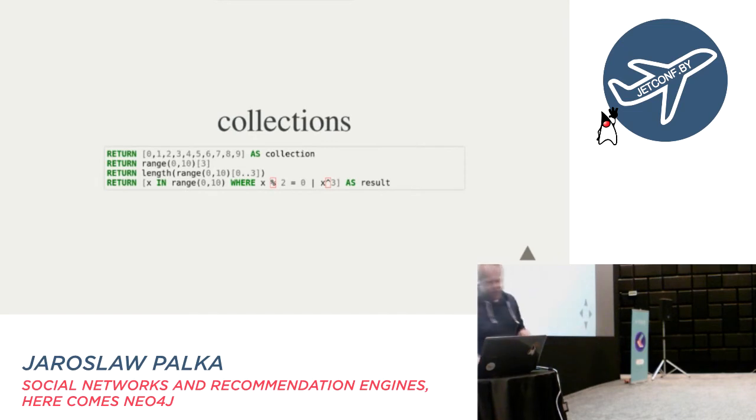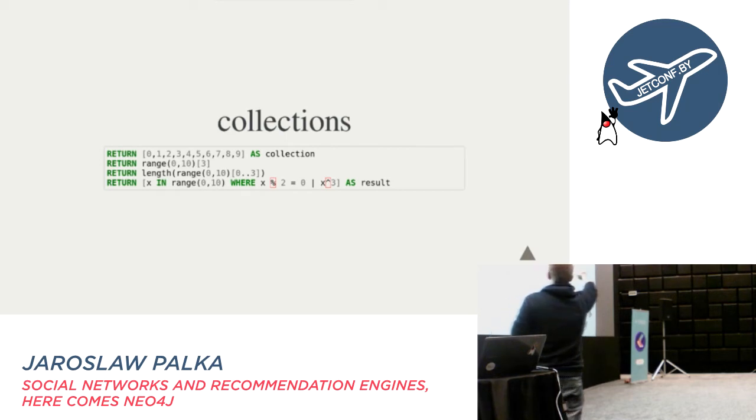Boring, it has collections, so you can create any kind of collections. You have, like in the last example, the list comprehension, looks like Python. So you basically say for every x in range from 0 to 10, where x is even, return x power 3.